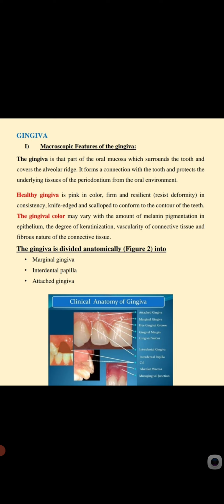Now come to the types. Gingiva is divided anatomically into three types: marginal gingiva, interdental papilla, and attached gingiva. First, marginal gingiva is also known as free gingiva, and marginal gingiva covers the margins of the tooth, meaning the cemento-enamel junction area, and it follows the contour of the tooth.